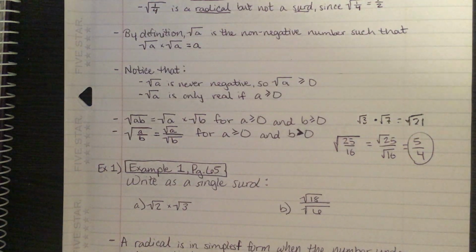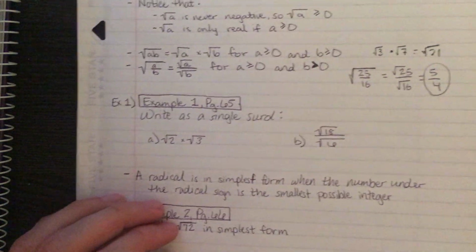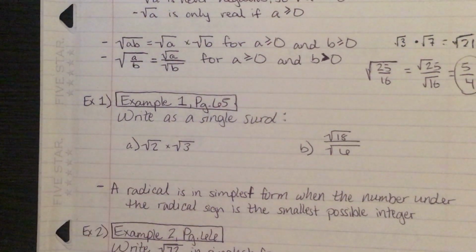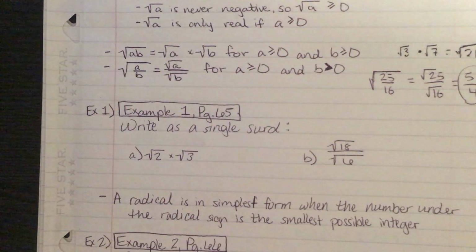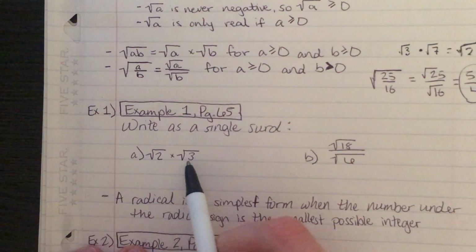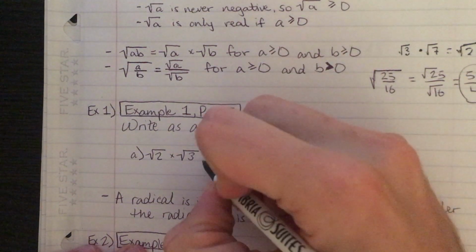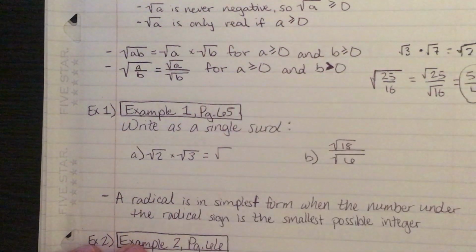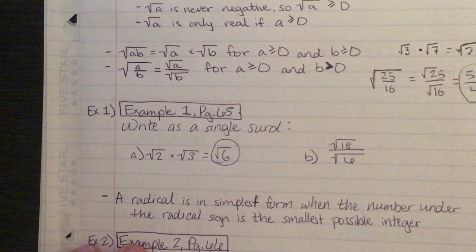So we'll actually go and get some practice here now. So we are in the red book on chapter 3. So the first thing that we're going to do is just practice using these properties up here to write these as single surds. So if we have the square root of 2 times the square root of 3, just think to yourself real quick, okay, square root of 2 times the square root of 3 is going to give me the square root of what? So that is the square root of 6.